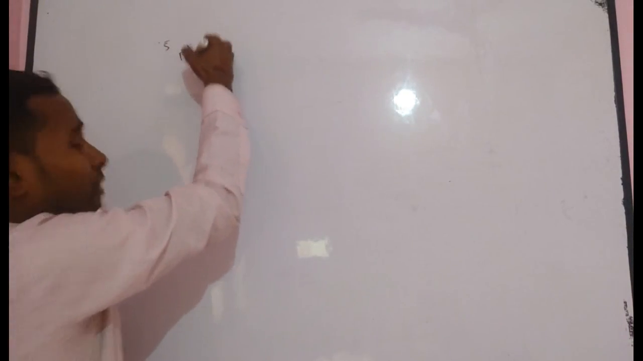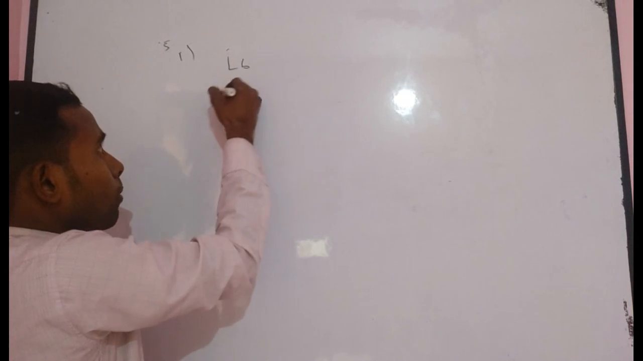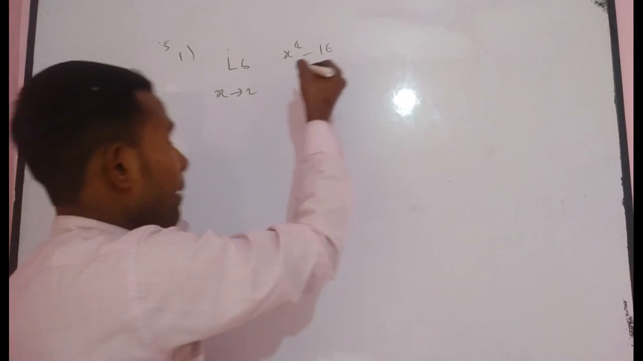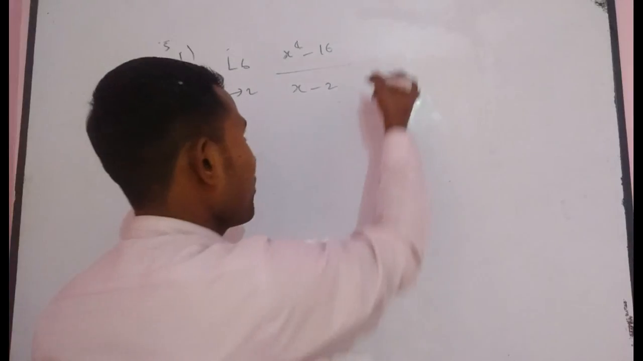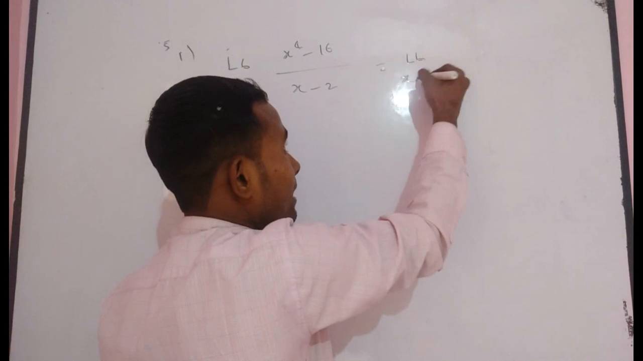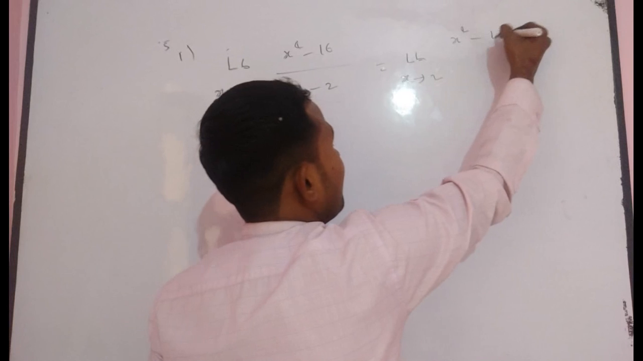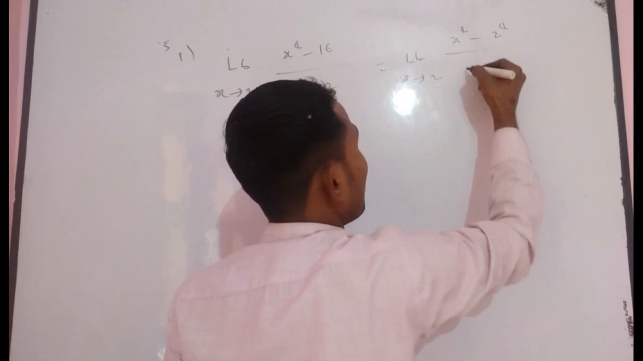It involves less of the factorization process. So firstly I want to take example 1. In this problem it is given: limit x tends to 2, x to the power 4 minus 16 divided by x minus 2. You have to find the value of this expression. How can you solve it? It's very easy. You simply write limit x tends to 2, x to the power 4 minus 16, where 16 can be written as 2 to the power 4, divided by x minus 2.